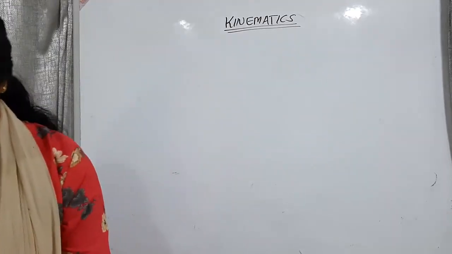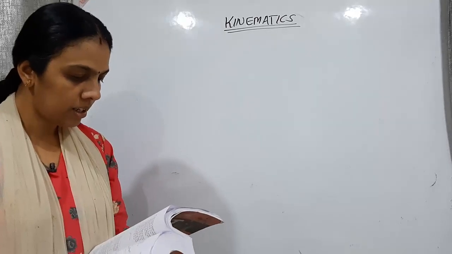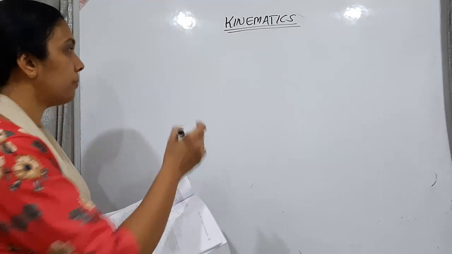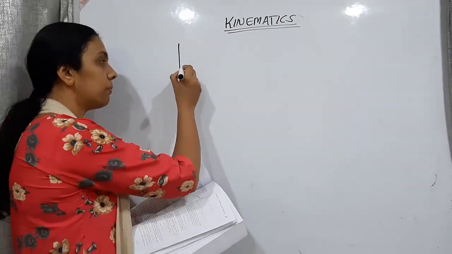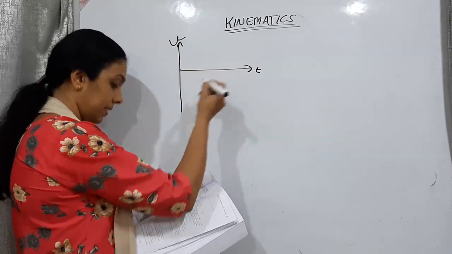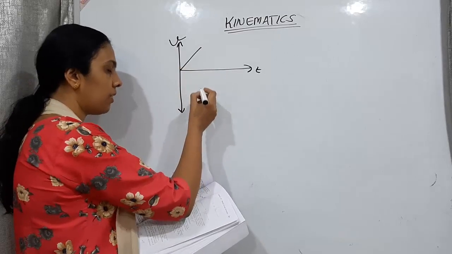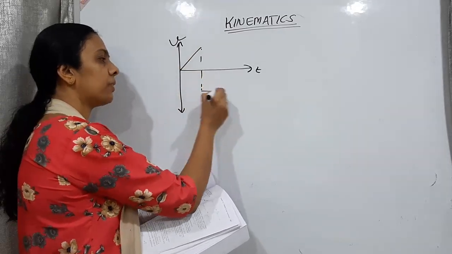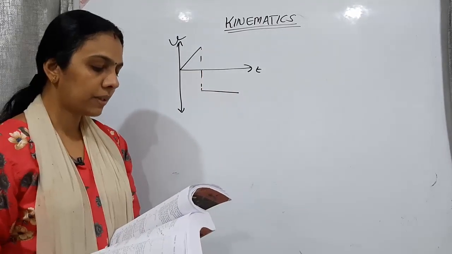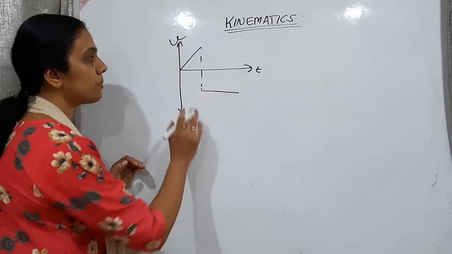Okay, so the first one is: the velocity time graph of a particle moving along the x-axis is shown in the figure. So the velocity time graph is given like this. This is velocity and here it is time. It's a straight line graph, and afterwards it's given here like this. The corresponding displacement time graph is? So we need to find out the displacement time graph.